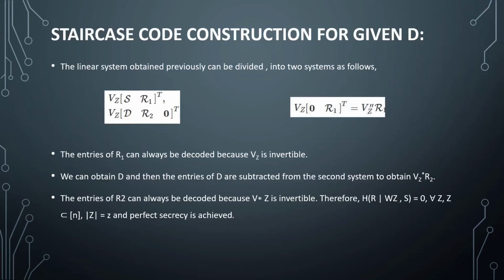Then the entries of D are subtracted from the second system, obtaining V dash Z R2, where V dash Z is a Z by Z square Vandermonde matrix consisting of the k plus 1 to the k plus Z-th columns of V_Z. Hence, R2 can also be decoded because V dash Z is invertible. Therefore, the condition is satisfied and perfect secrecy is achieved.